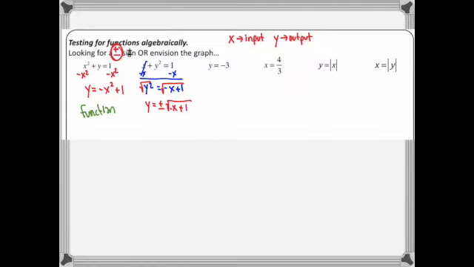And this, when I have a plus or minus sign, that's when I know that this is going to be not a function. Okay, and let me show you real quick why that is a function versus not a function.